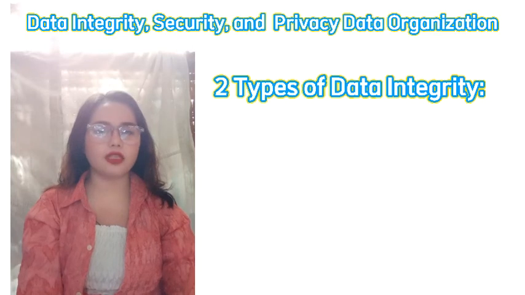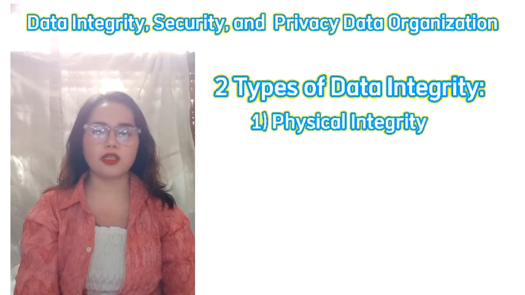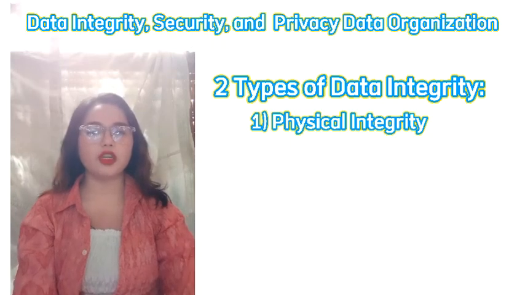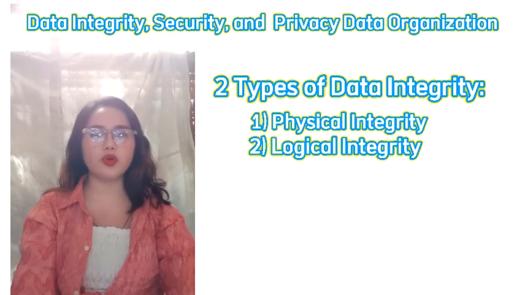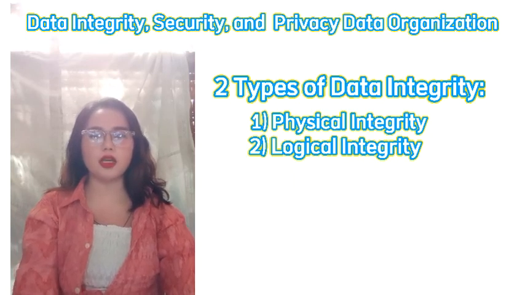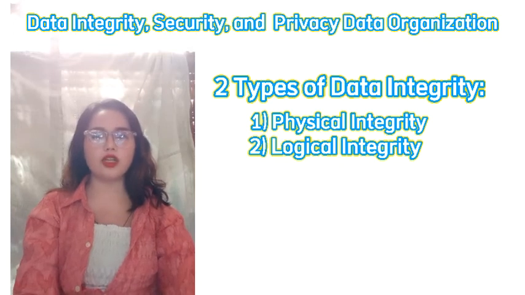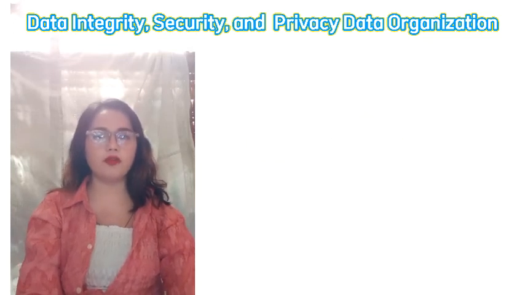There are two types of data integrity. First, physical integrity. It means the protection of wholeness of the data as it's stored and retrieved. Second, logical integrity. It keeps the data unchanged as it's used in different ways in a relational database. There are four types of logical integrity.